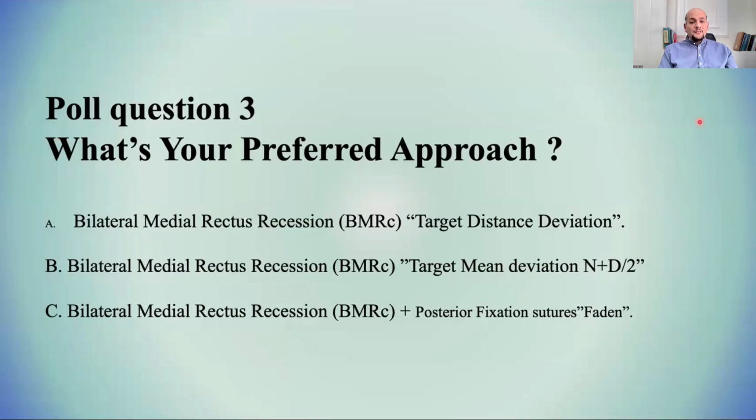Would you do bilateral medial rectus recession using the 50 prism diopter distance deviation as the target? Or bilateral medial rectus recession with the target angle as the mean deviation, that means 80 plus 50 divided by 2, so you would aim for 65 prism diopters? Or bilateral medial rectus recession, with the target angle being the distance deviation, with posterior fixation suture or Faden operation? So these are the 3 options.